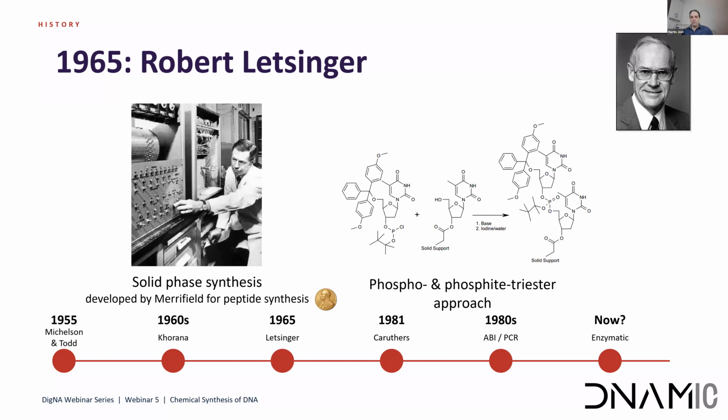In 1965, Robert Letsinger introduced two transformative ideas. First, Letsinger introduced the phosphate triester method, and later the more reactive phosphite triester approach, which dramatically improved the coupling efficiency. But most importantly, he pioneered the solid-phase oligonucleotide synthesis, borrowing from Robert Merrifield's solid-phase peptide synthesis concept. Merrifield received the Nobel Prize for this in 1984.